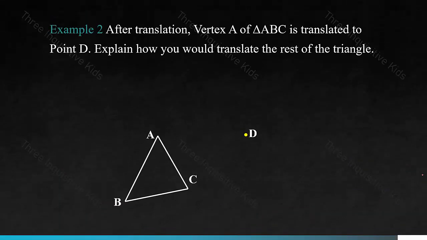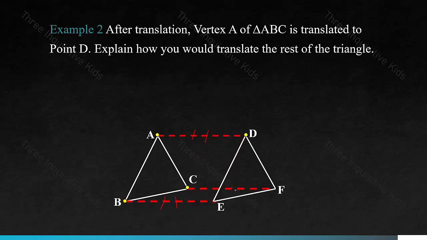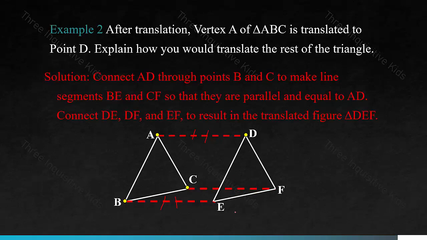After translation, vertex A of triangle ABC is translated to point D. Explain how you would translate the rest of the triangle. First, we can connect points A and D, and then we can make a line parallel starting from B, and you have to make sure that AD and B to this point are equal. We can do the same with C. Remember, all these red lines have to have the same length. Then you connect the dots to get triangle DEF.